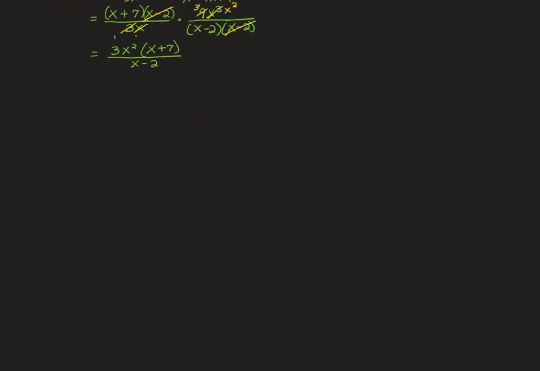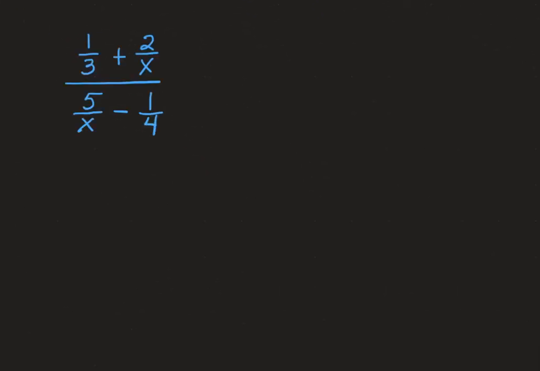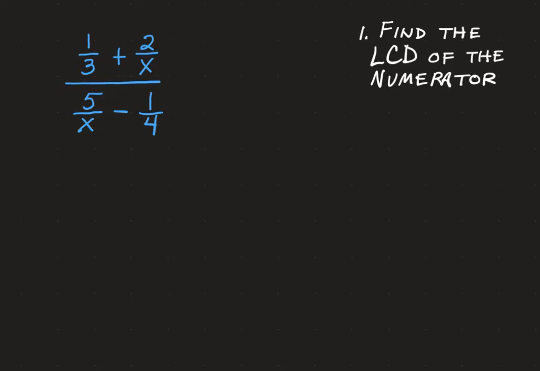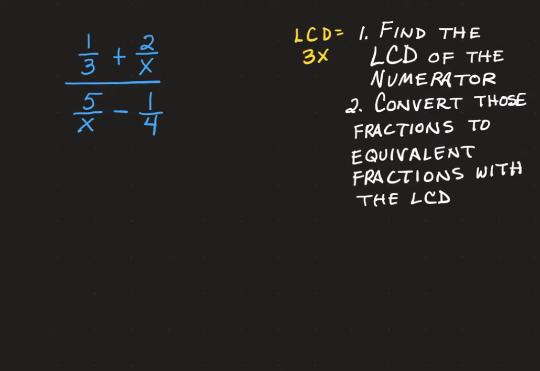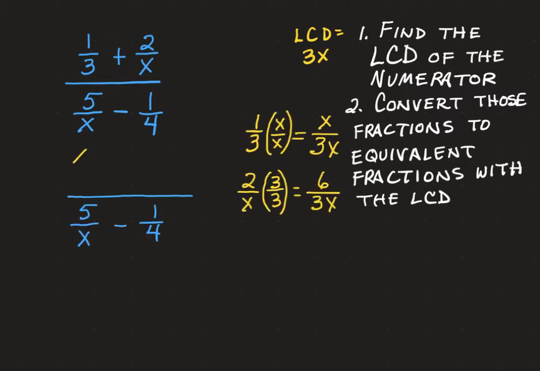However, expressions like this one are a little more complicated. You may choose this method. Find the least common denominator of the numerator. Convert the fractions in the numerator to equivalent fractions that have that least common denominator as their denominator. So our numerator becomes x over 3x plus 6 over 3x.